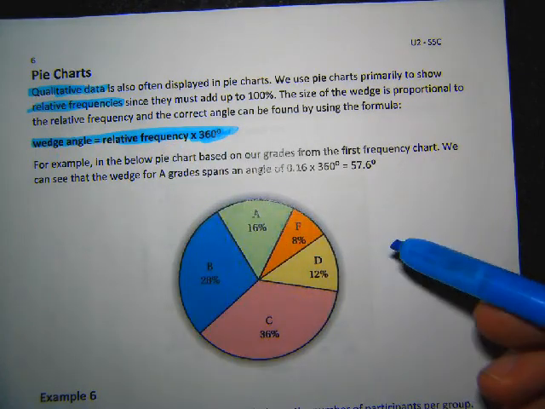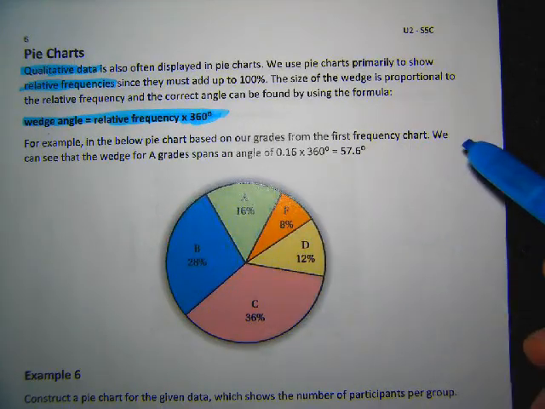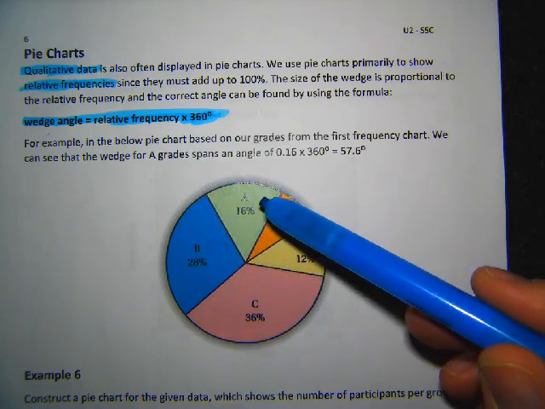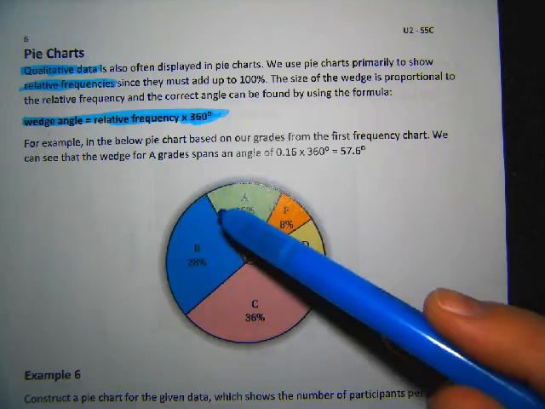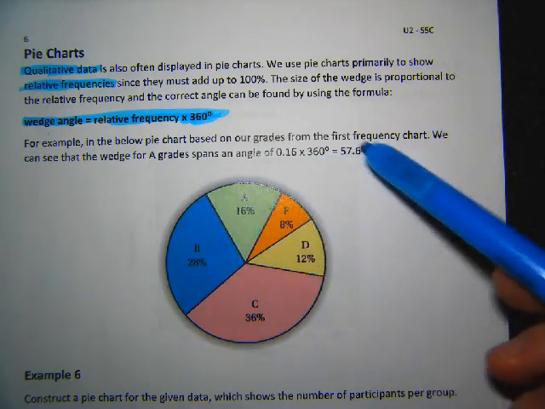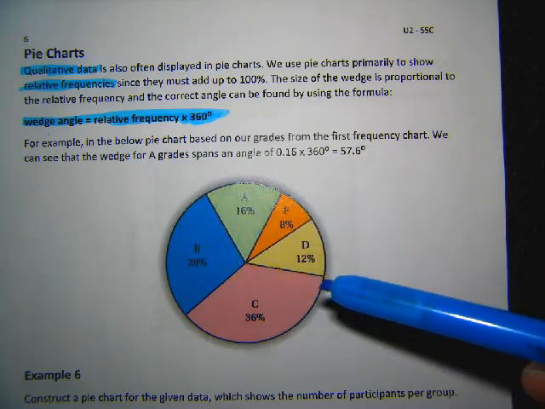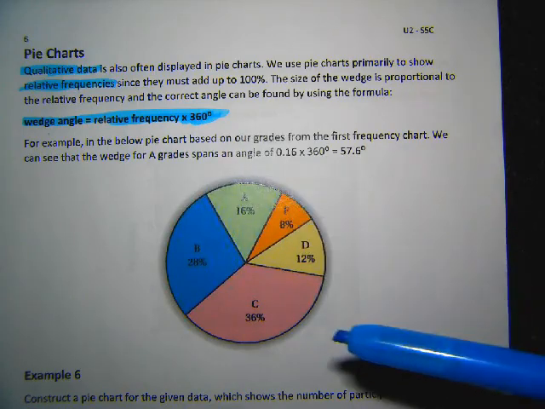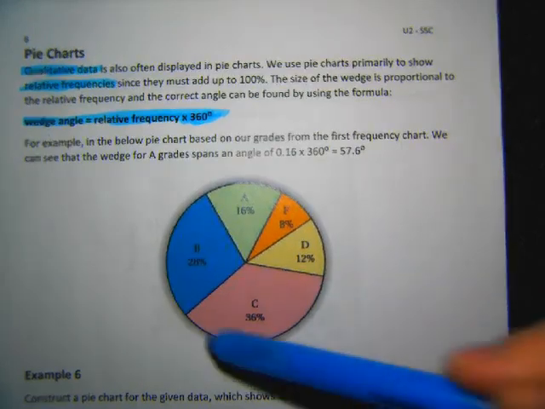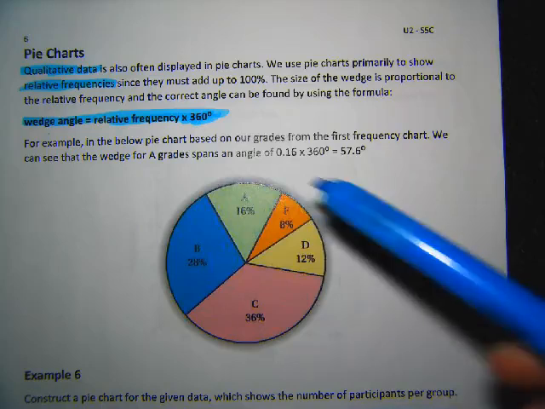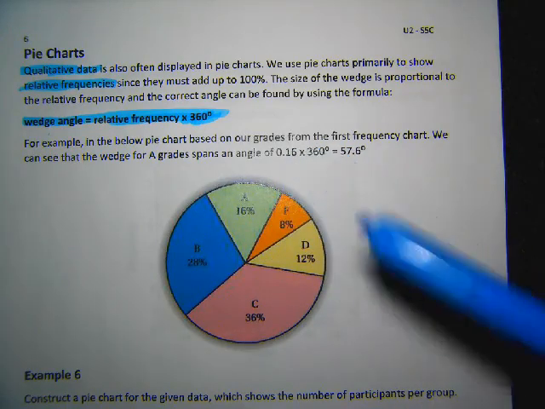For example, below is a chart based on grades from the first frequency chart, so this is the same grade set. We can see the wedge A spans an angle of 16% times 360 degrees, which actually turns into 57.6. So this one's 57.6. This one that's only 8% is half of that. That's why it's half as big. Ones that are bigger, like 28%, are going to be bigger. And the biggest one is 36% because it's the biggest percentage. So each one of these is that angle we figured out by using that value times 360.